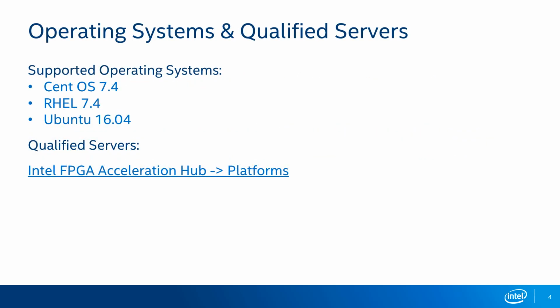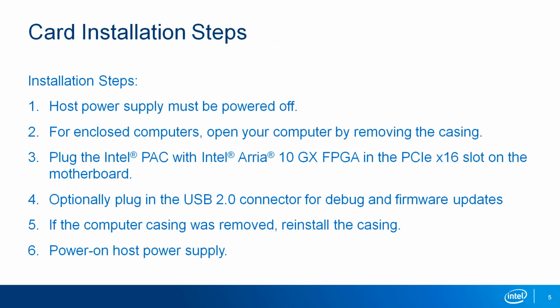Each pack will have a list of supported operating systems and servers. The Intel PAC with A10 GX supports CentOS 7.4, Red Hat 7.4, and Ubuntu 16.04. For the list of qualified servers, please visit the Platforms tab on the Acceleration Hub and refer to the line items with your specific accelerator card. When you order a server from one of our OEM partners, it comes with an integrated PAC. The following are the instructions you must follow if you need to swap the PAC.